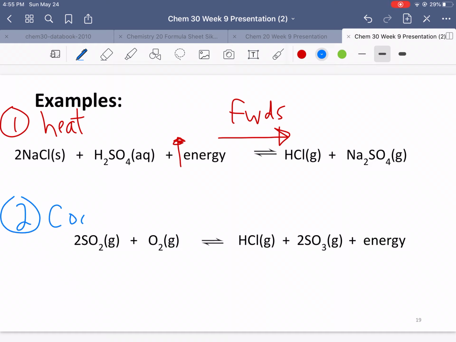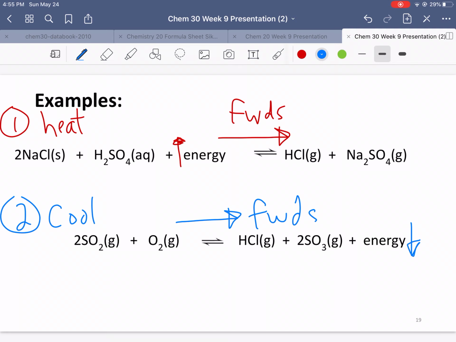What if I cool this system? If I cool this system, that means I'm taking away energy. What does the system want then? The system wants to oppose that change. So it's going to try to produce energy. In this case, energy is produced as a product. It's an exothermic reaction. So if I cool it down, this is also a favoring of a forwards reaction.